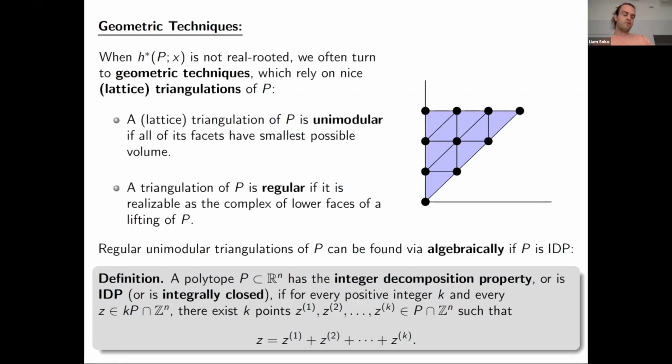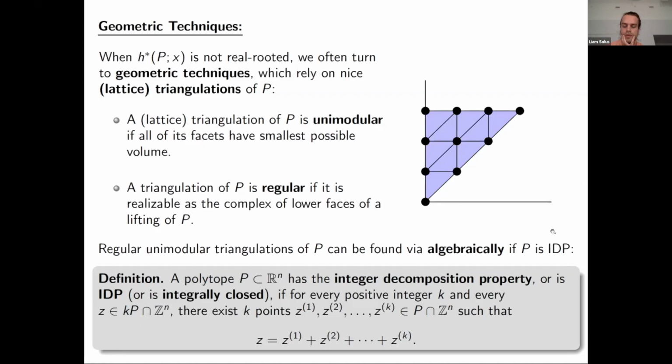So it turns out that if we have these regular unimodular triangulations in certain nice cases of polytopes, they can be used to identify when the H-star polynomial is unimodal. Their existence can imply that. So then the question becomes, given a polytope, how can we go about identifying such regular unimodular triangulations? And it turns out that this can be done via algebraic methods and analyzing certain algebraic objects associated to the polytope if this polytope is what we call IDP.